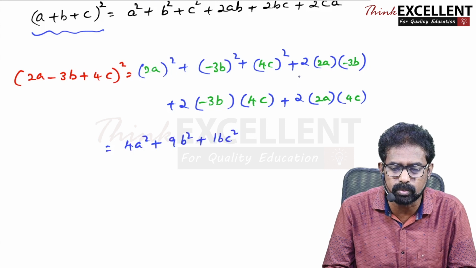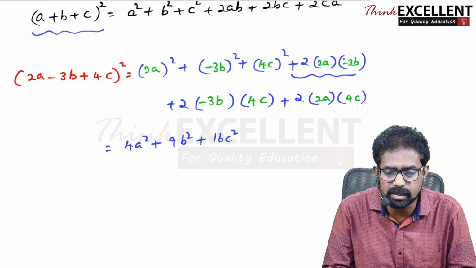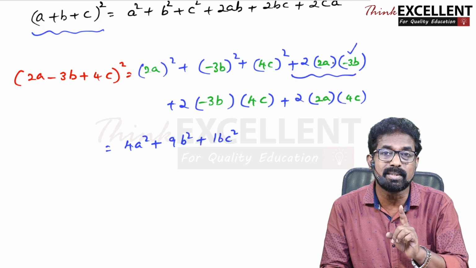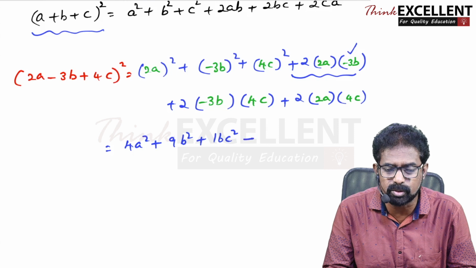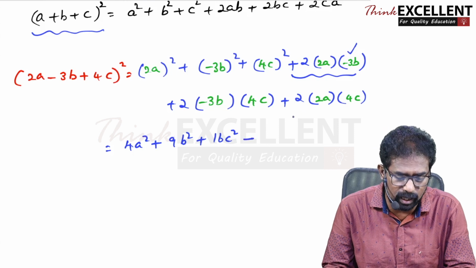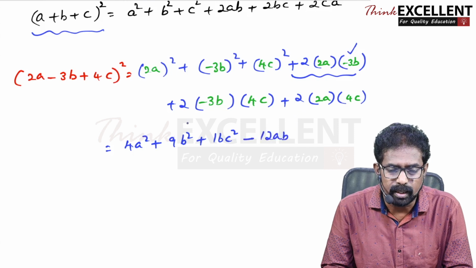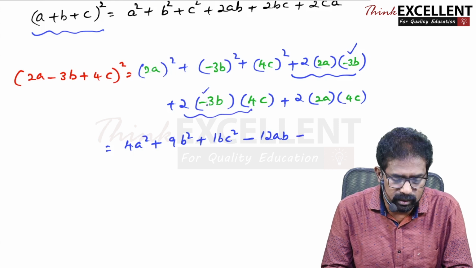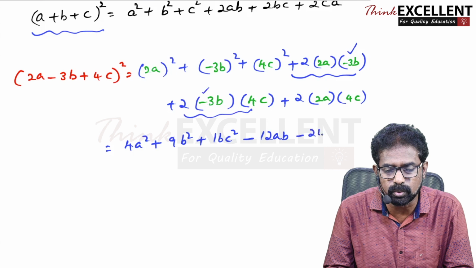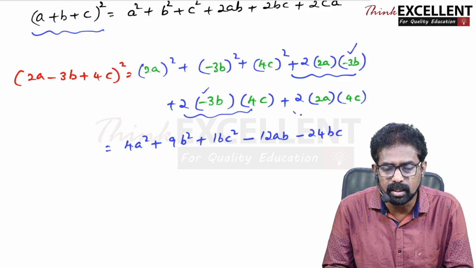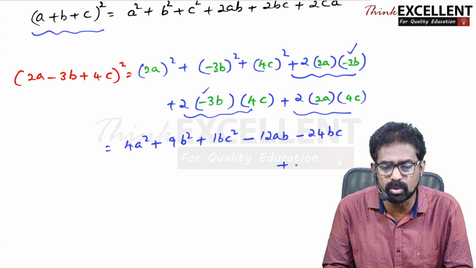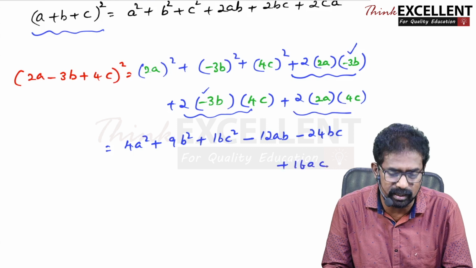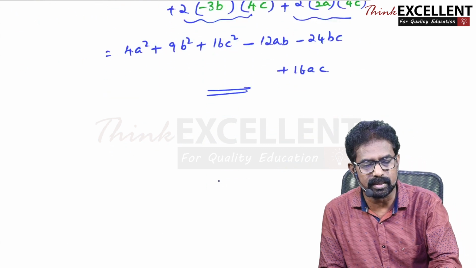Please see the next one. See the sign. Everywhere plus, but you can see a minus. One minus is there, so totally it is minus. Numbers you multiply, 2 2s are 4, 4 3s are 12. So −12ab. Next one here, everything plus, one minus is there, so minus. 2 3s are 6, 6 4s are 24bc, right? −24bc. And the last term, everything plus only, so it is plus. 2 2s are 4, 4 4s are 16ac. Okay, so you can do like this.